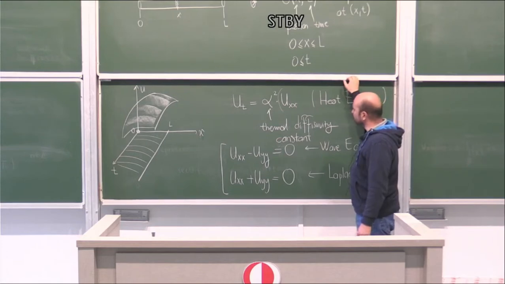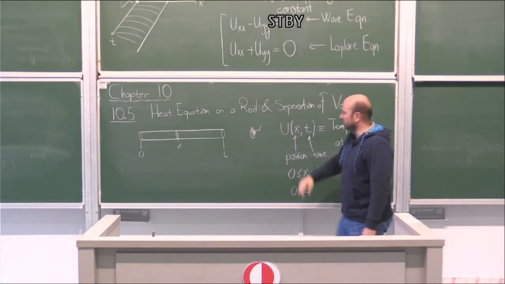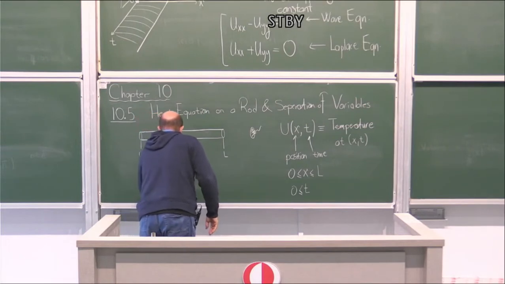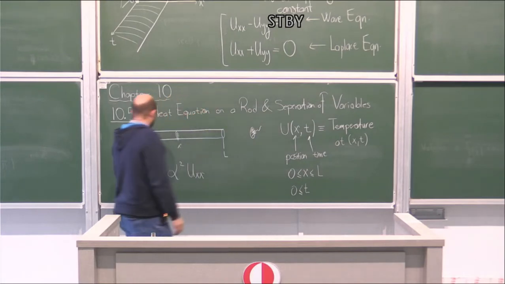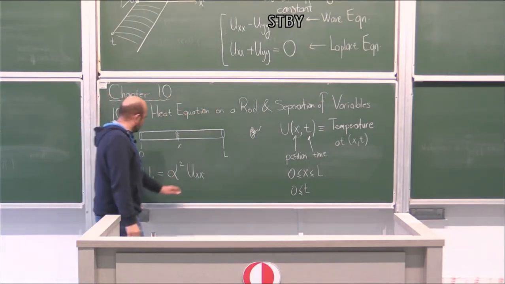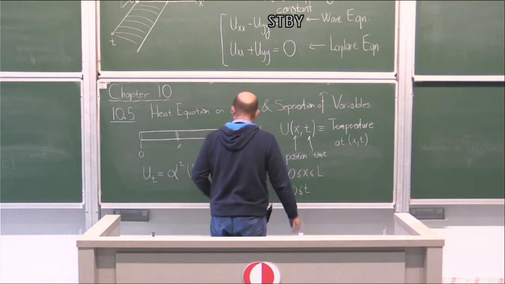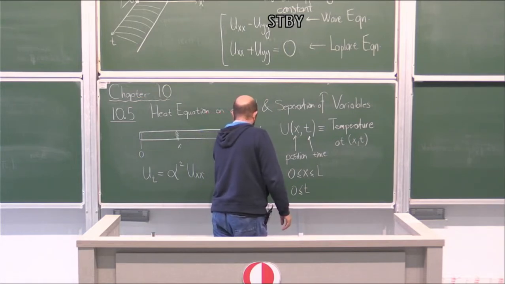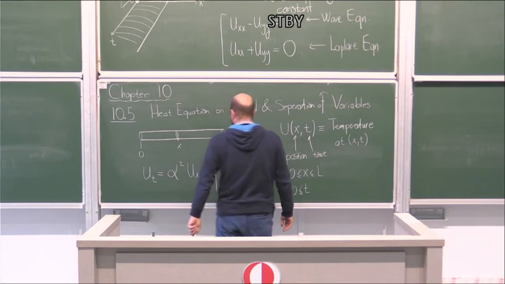Okay, now let's go back to the heat equation. We want to solve this heat equation. Let's go back to this problem. Our equation is the following: I want to solve u_t equals alpha squared u_xx, under which conditions, with this equation over this domain, I want to solve.